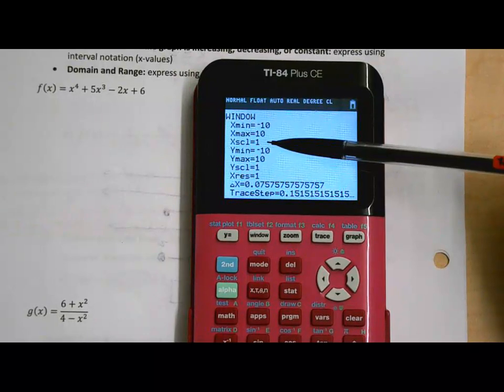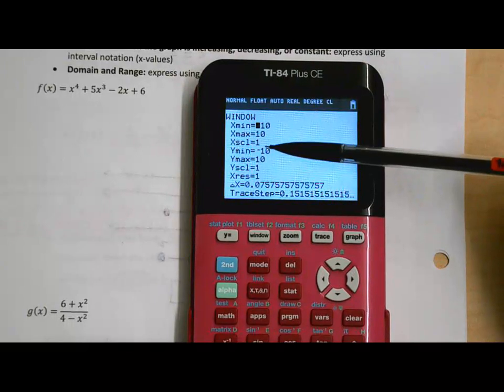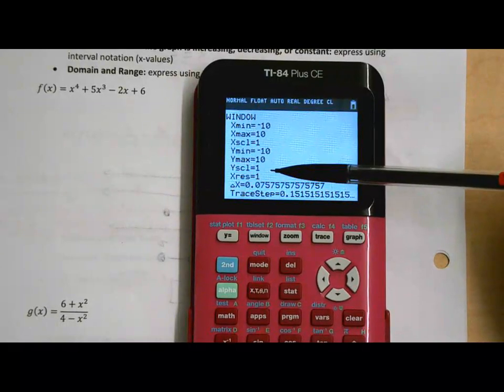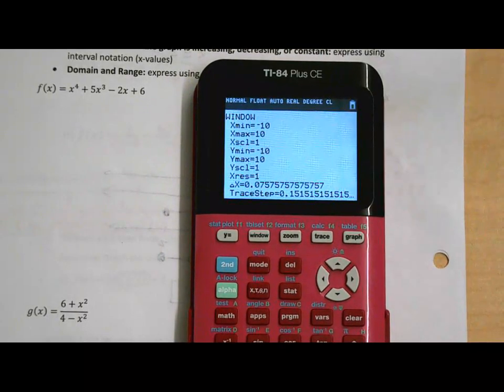For some of our applications, we're going to want tick marks every 1,000 units. Okay, usually that'll be 1. Y min is how low, Y max is how high, Y scale is where your Y tick marks are. And then the X res and this other stuff, I don't really know what it does. Leave it alone.